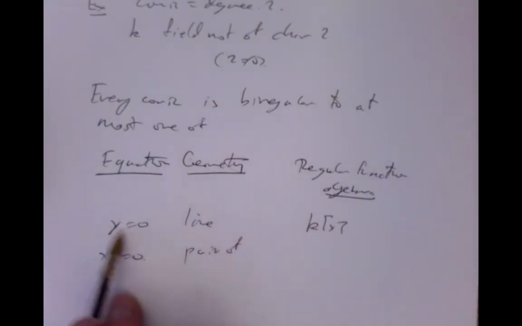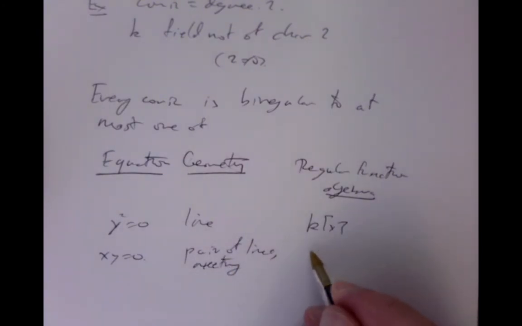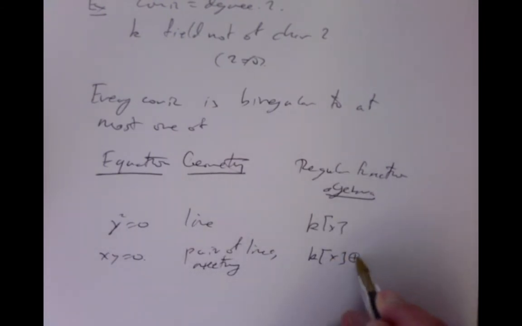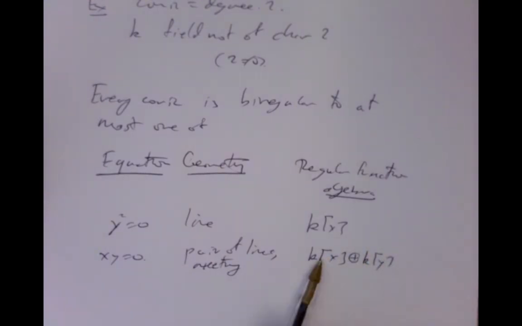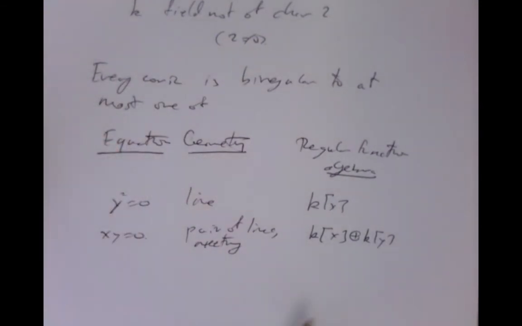This, of course, is a conic; you could say it's y squared equals 0 if you want to make it have degree 2. This is a pair of lines meeting at a point in the plane, so they're not parallel lines. On one of them, when y is 0, you have the x variable. When x is 0, you have the y variable. It's not irreducible. You can see that this thing actually splits into this sum of the regular functions on each.